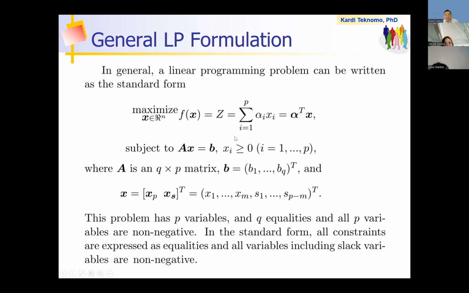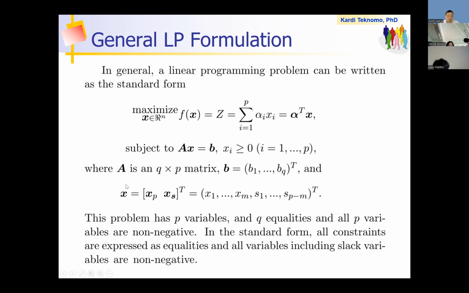So this is the standard or general form. You have a maximization problem of a linear function, the sum of alpha i times xi. Subject to constraint, again, the constraint is equality. You see here, A is the matrix times X equal to B, and each X must be larger than or equal to 0. So this is the standard form of linear programming.